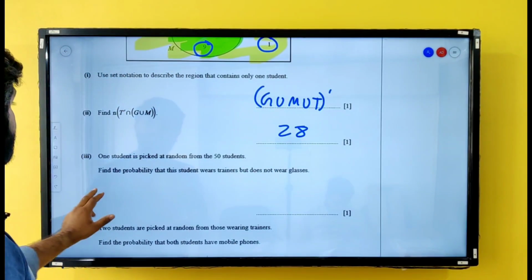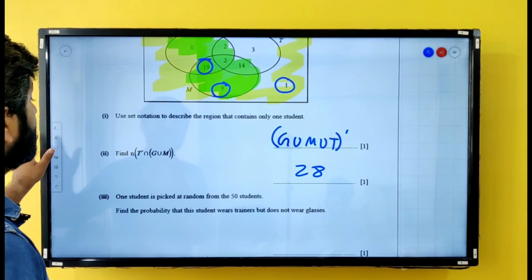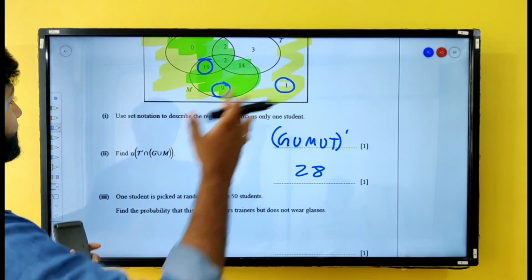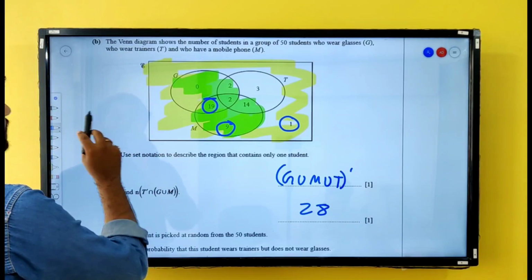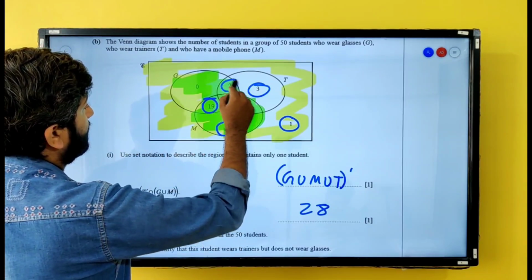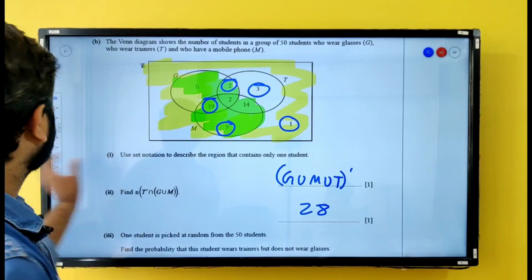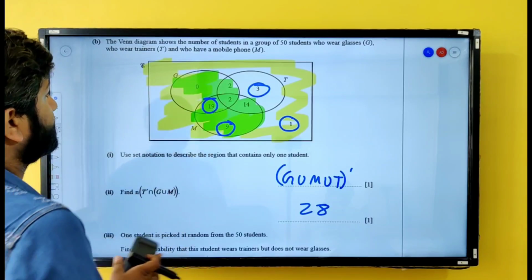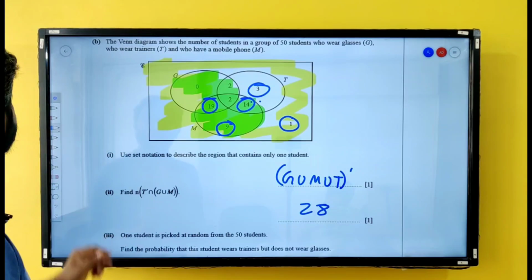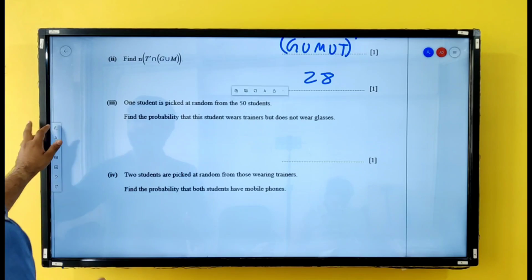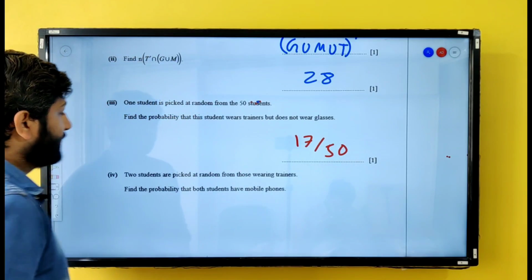Next, one student is picked at random from 50 students. Find the probability that the student wears trainers but not glasses. So the student wears trainers but not glasses. Okay, so trainers 3 plus 2, 5 but not glasses. Sorry, he should not wear glasses. So 3 plus 14, 17 upon 50. Right. So our answer is going to be 17 upon 50.